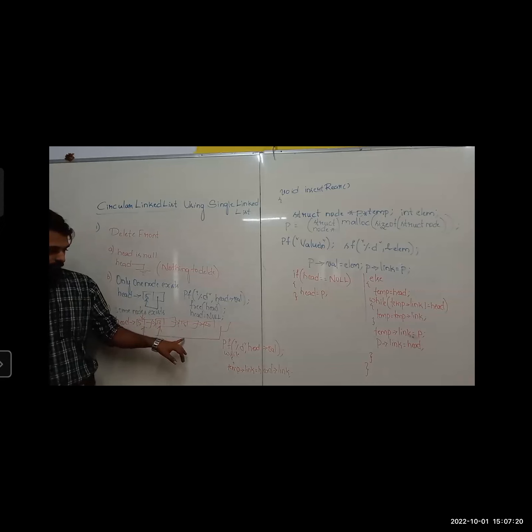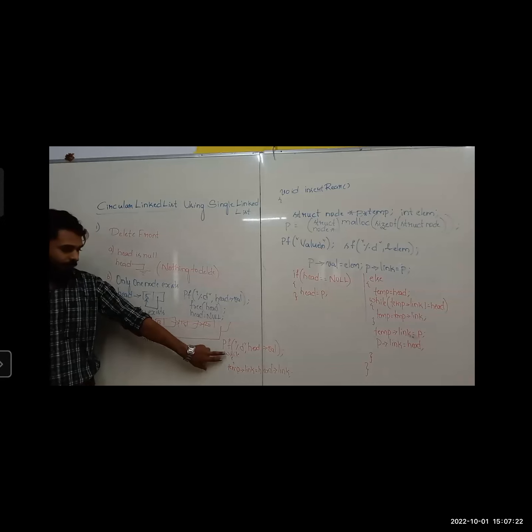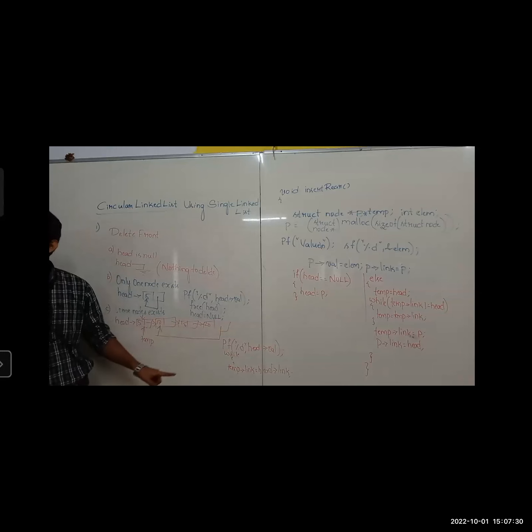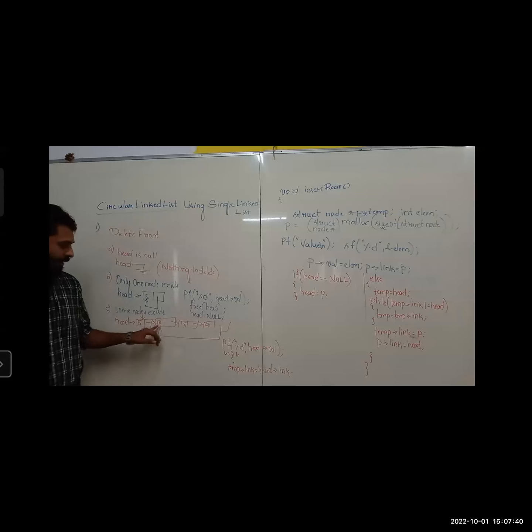After the while loop, what will I do? Inside the while loop, I'll take temp to the last node. And I will say the last node's link should be connected to the second node. How can I say second node? Wherever head's link is pointing, head will definitely be pointing to the first node. So wherever head's link is pointing, there my temp's link should point.